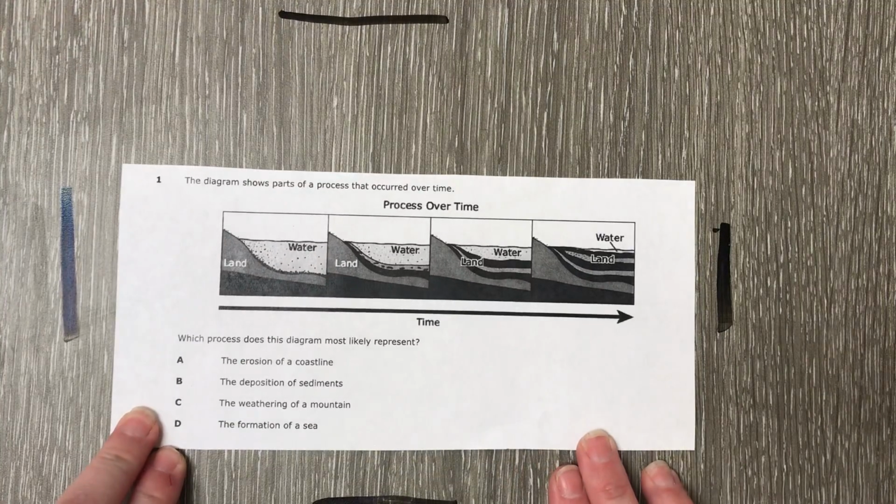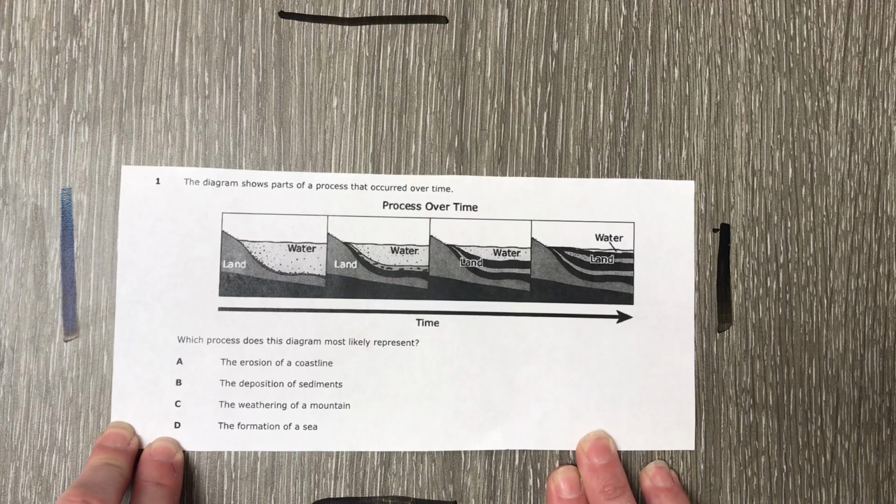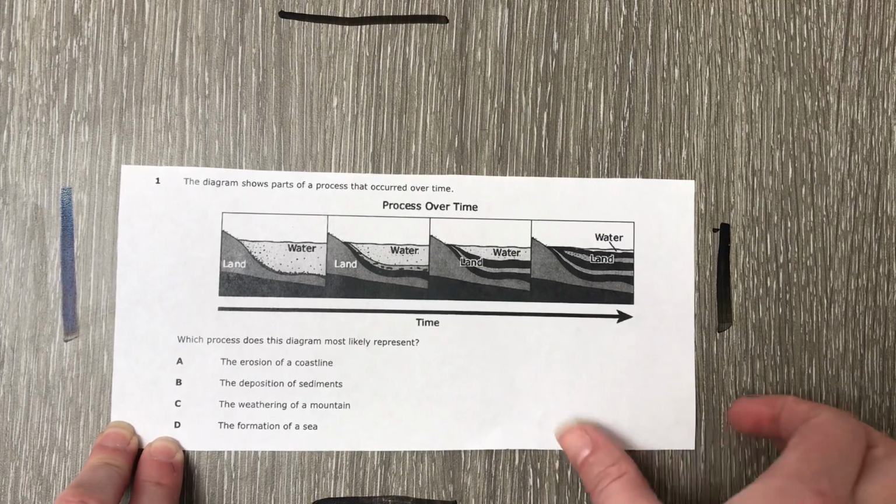Number 1. The diagram shows parts of a process that occurred over time. Which process does this diagram most likely represent? A, the erosion of a coastline. B, the deposition of sediments. C, the weathering of a mountain. D, the formation of a sea.